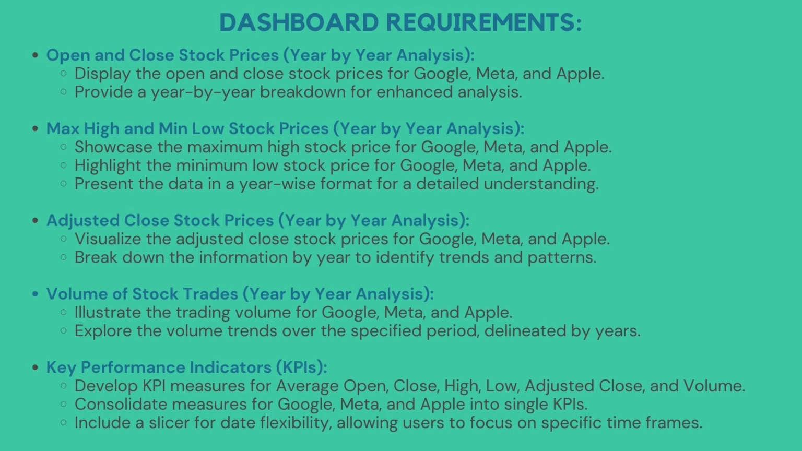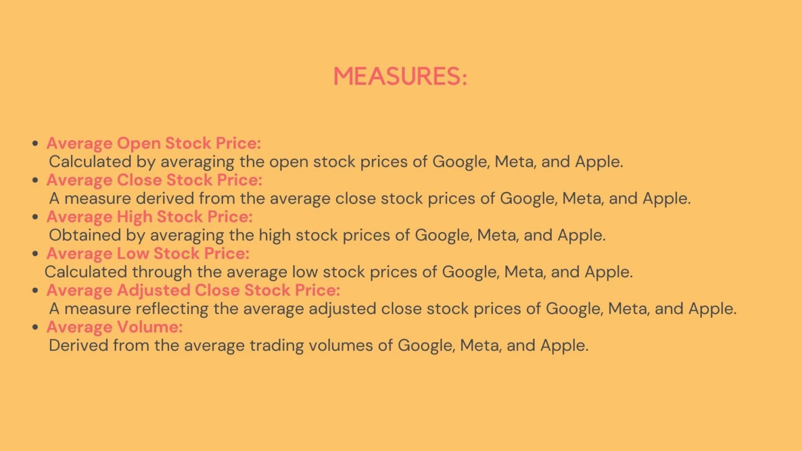And in the key performance indicators, we have to make measures of different kinds: average open, average close, average high, average low, average adjusted close, and average volume of all of these three companies, Apple, Google, and Meta. And we also have to make a slicer according to date as a filter.